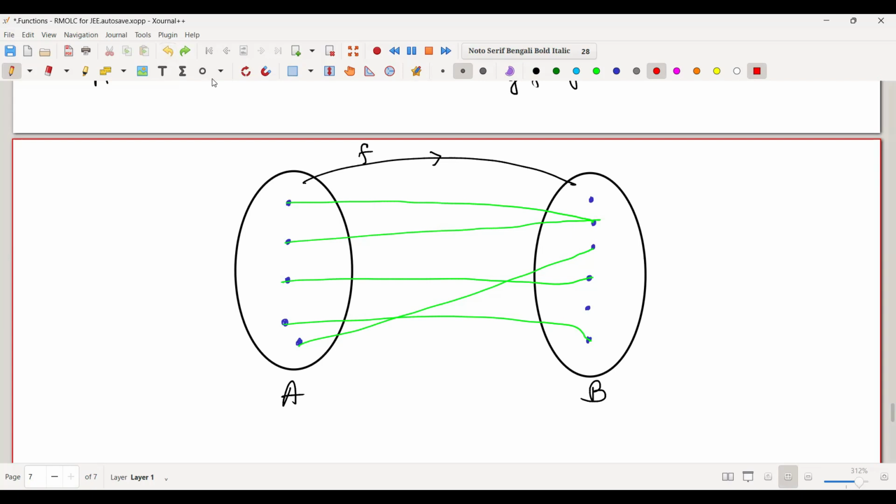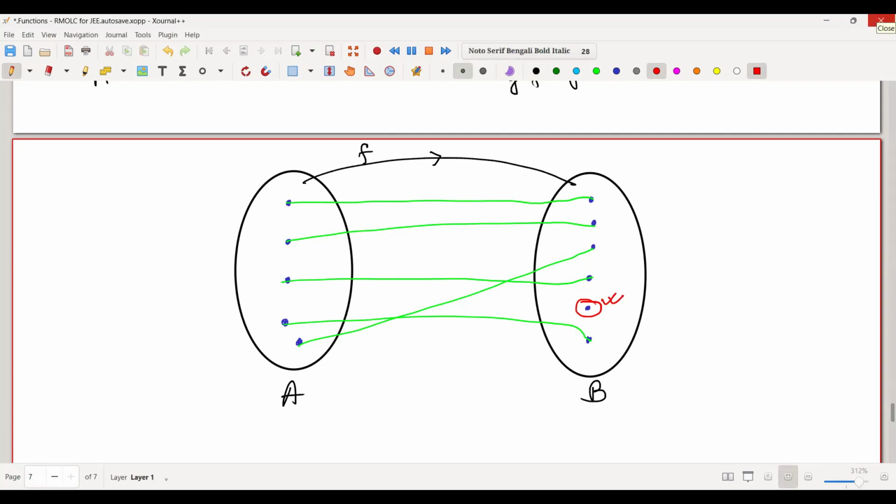Now we are defining a one-one map but not an onto map. So this is a one-one map but not an onto map. Here this element is free, that means this is not an onto map. Again, when we try to define a map from B to A, then an element of B is free.